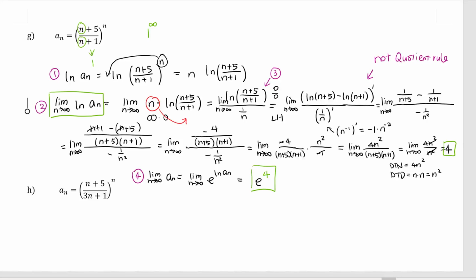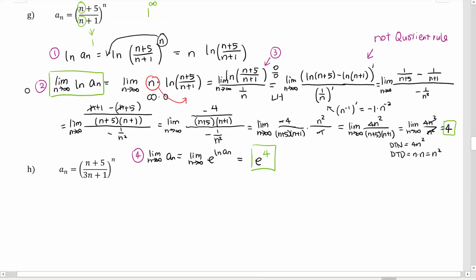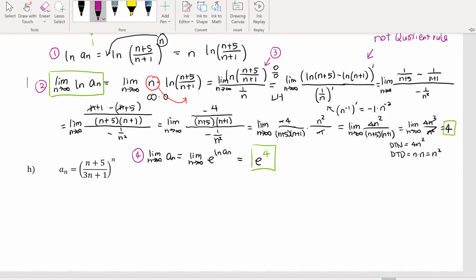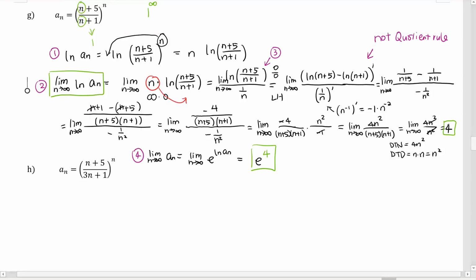Next, how about h? So h, when n goes to infinity, what happens? You can see that inside the parentheses, n is the dominant term in the numerator and 3n is the dominant term in the denominator. So the inside is getting close to 1/3. And when n goes to infinity, it's like 1/3 to the infinity. Do you know what that is? Well, let me review with you.